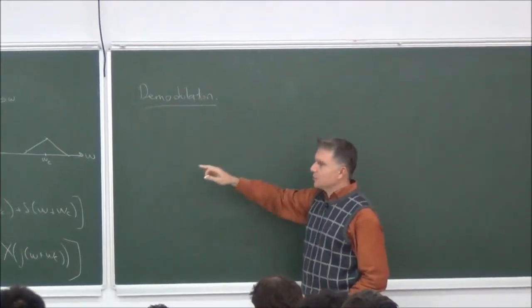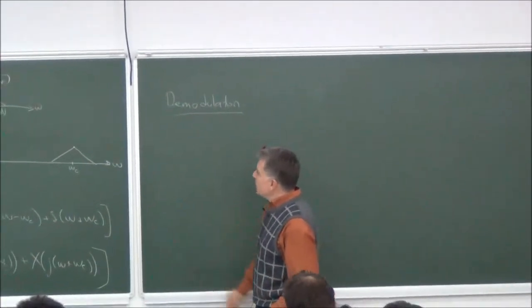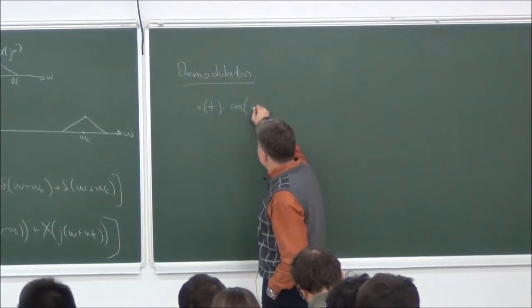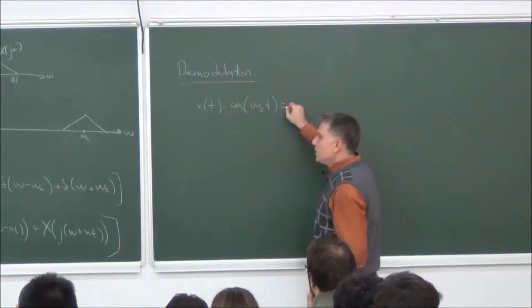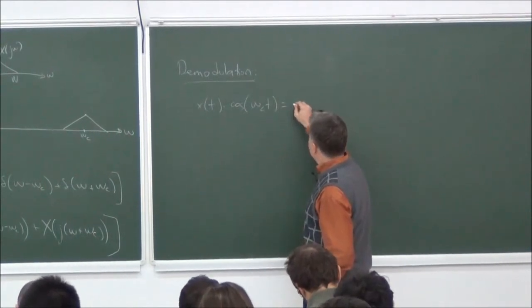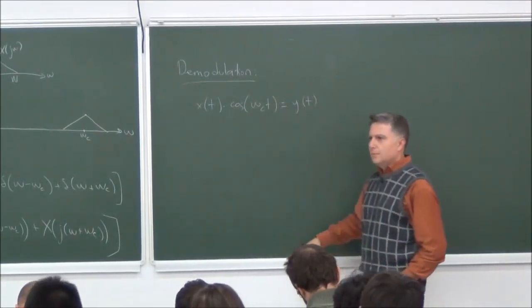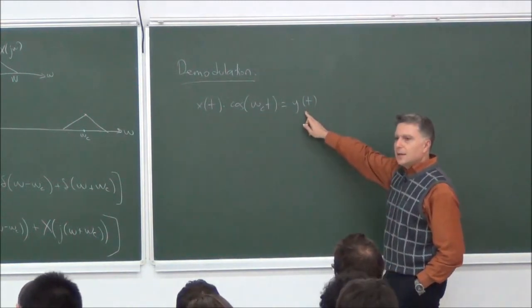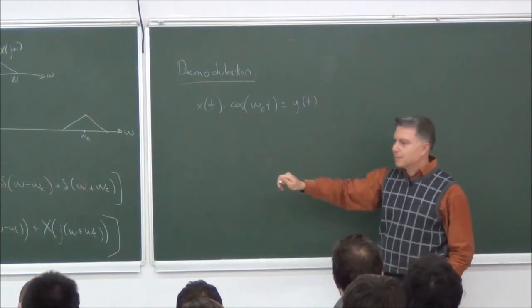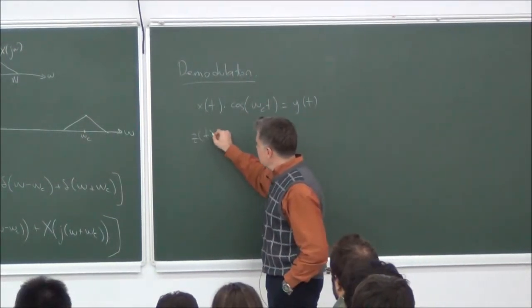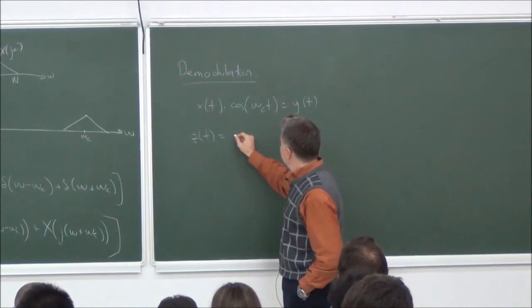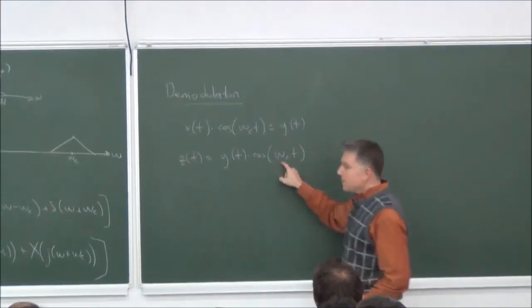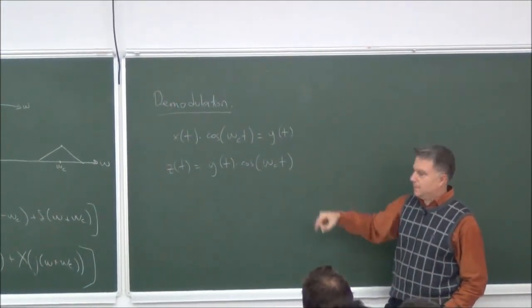This is quite similar to that of a modulation. As a matter of fact, what you really do is, if you call x of t your message, times cosine omega ct to be equal to y of t, let's say, the modulated signal that has been transmitted, you take this and modulate once again with a cosine. This time let's call it z of t is equal to y of t times cosine omega ct, the same frequency. Of course, you need to know it then.